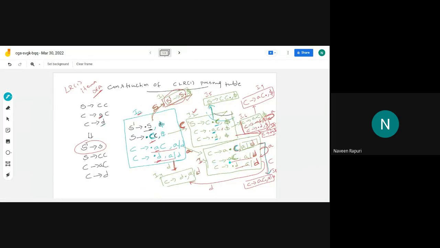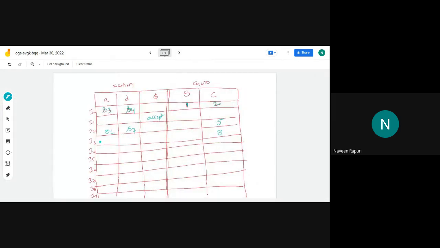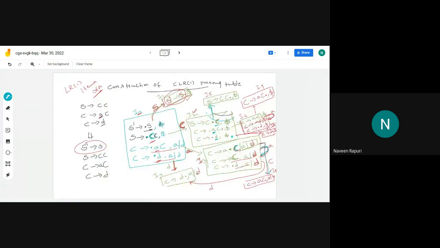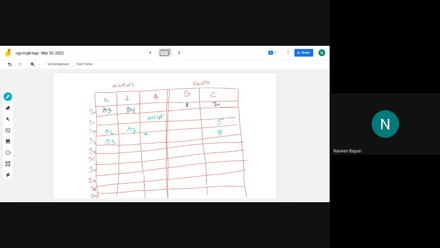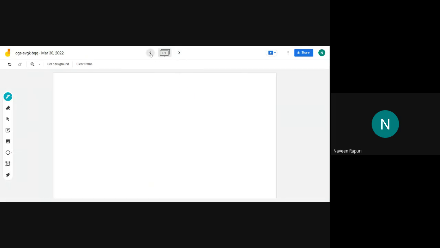And I3 on small a, it is remaining in the same state. I3 on small a, shift 3. And I3 on small d, it is moving to I4. That means shift 4.